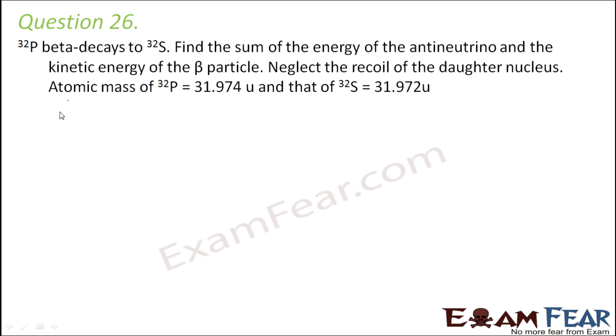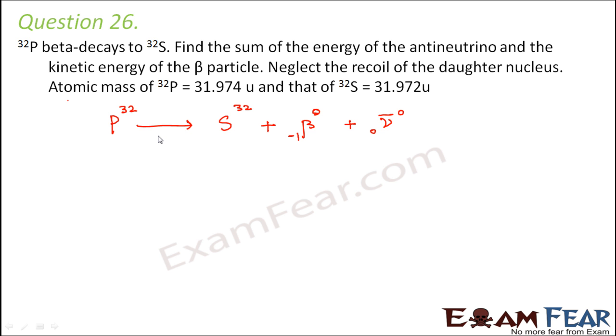Let us first write the reaction, what is happening here. Phosphorus is beta decaying to sulfur. So phosphorus with atomic mass 32 is decaying to sulfur with atomic mass 32, and this is a beta decay, so a beta particle is getting emitted. The beta particle is nothing but an electron with zero mass, and along with it, an antineutrino is also getting emitted. This is how we represent antineutrino: no charge, no mass. Antineutrino always comes out with the negative beta particle.